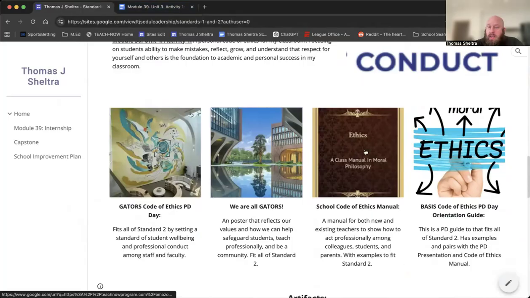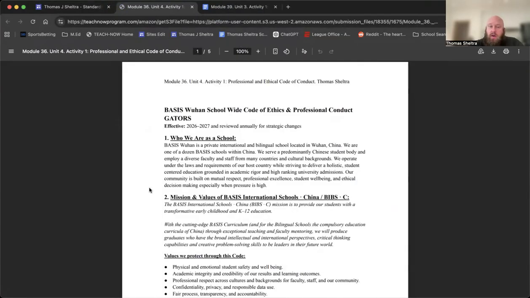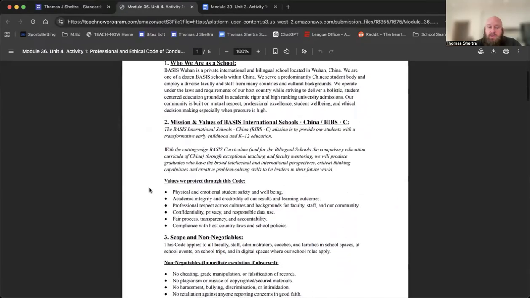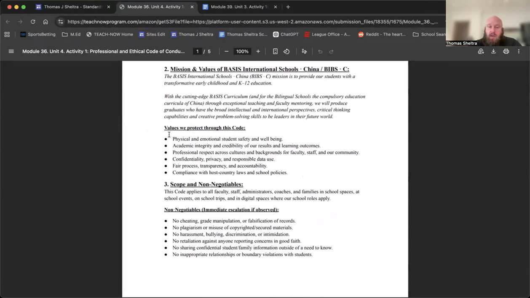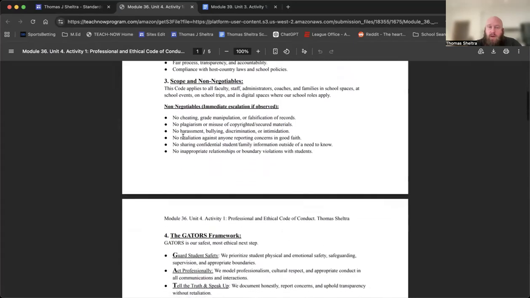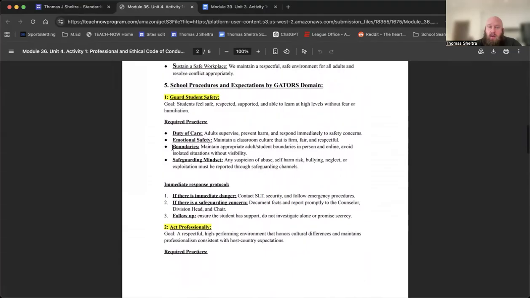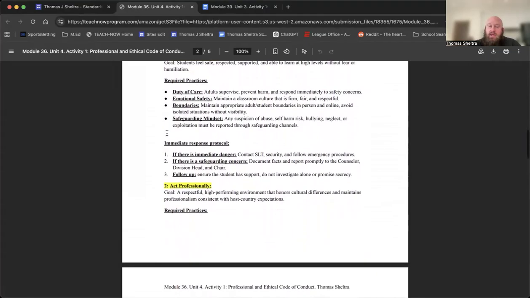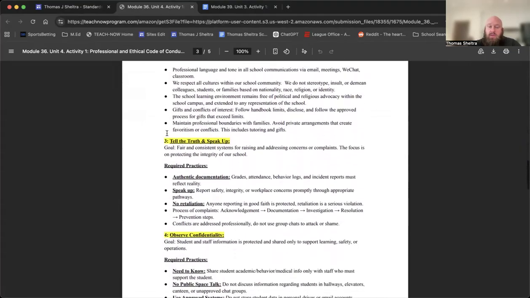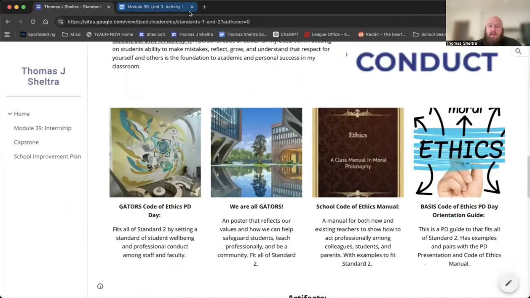And then just very briefly, here is a manual that goes over our mission and statements, the values that we protect through this code of conduct, and also some examples of how we can reflect each one of those acronyms, giving examples and sort of a protocol of where they fit.